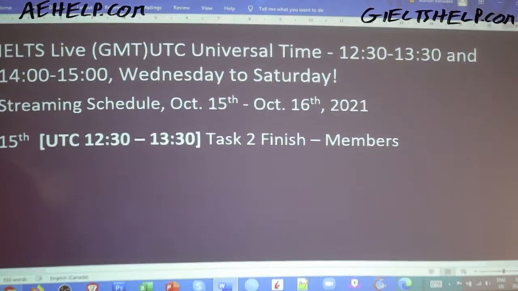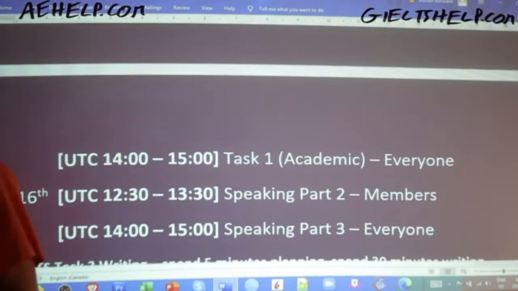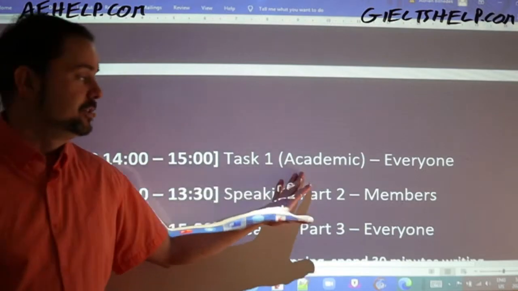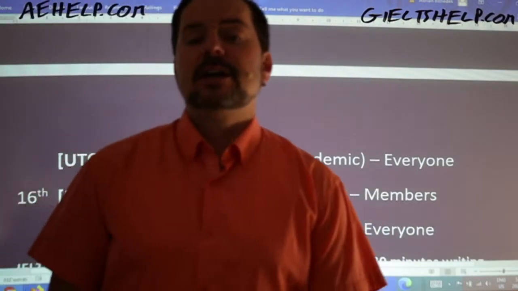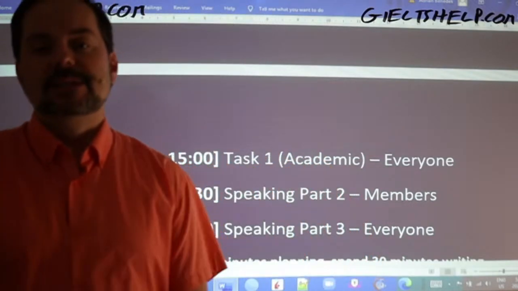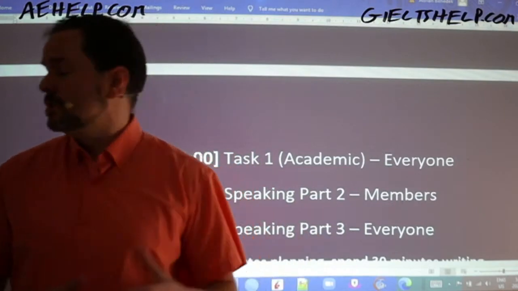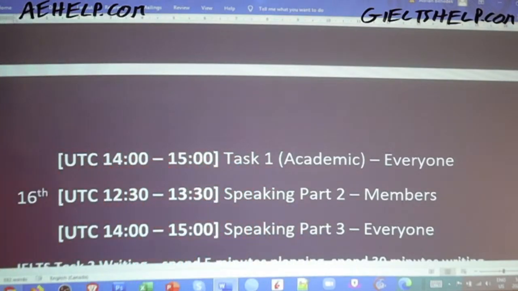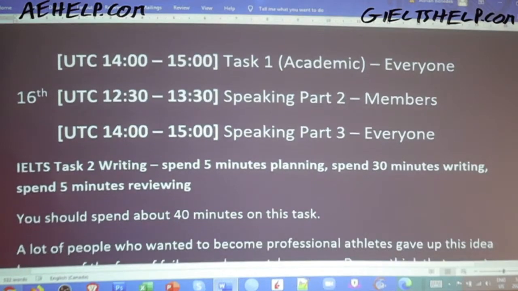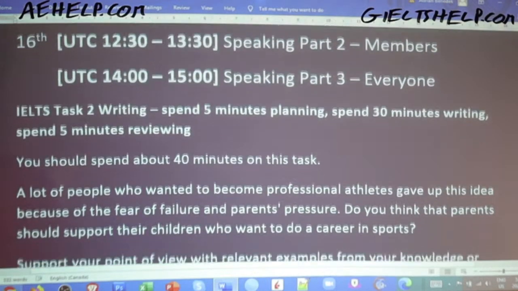All right, everyone. So we've got Task 2 right now, and then we'll have Task 1 Academic after. That's going to be a process diagram. So we did General Task 1 and we're doing Academic Task 1, so you'll get a good idea of the difference between the two versions of the IELTS exam. And then tomorrow we'll have speaking part 2 and part 3 for everyone.